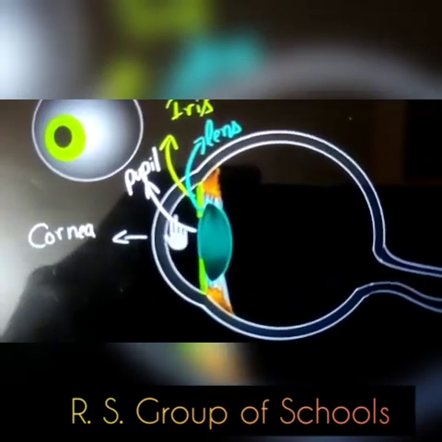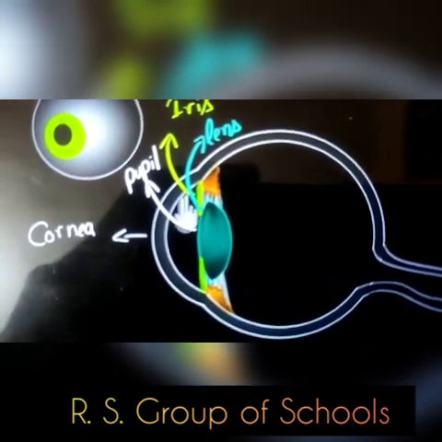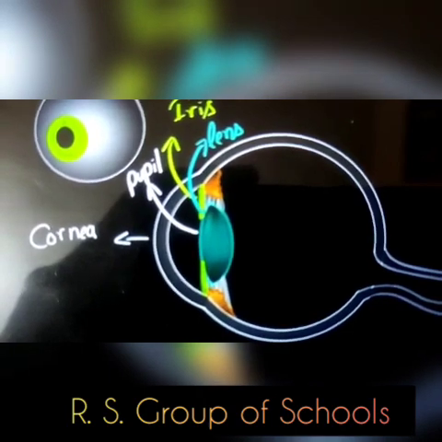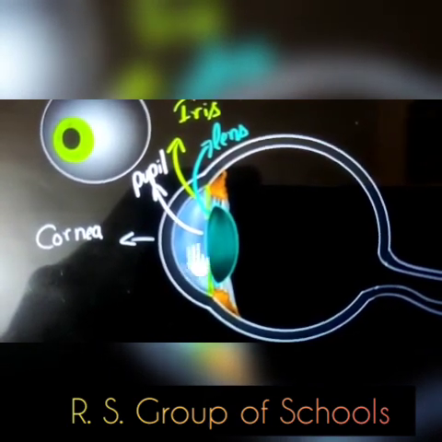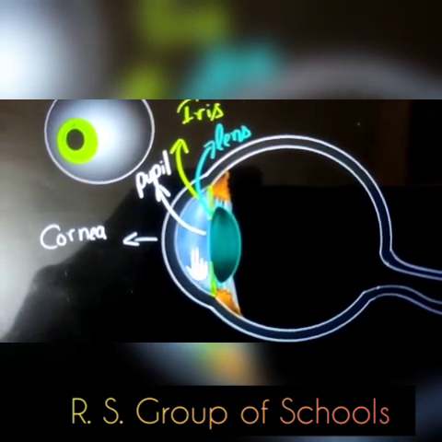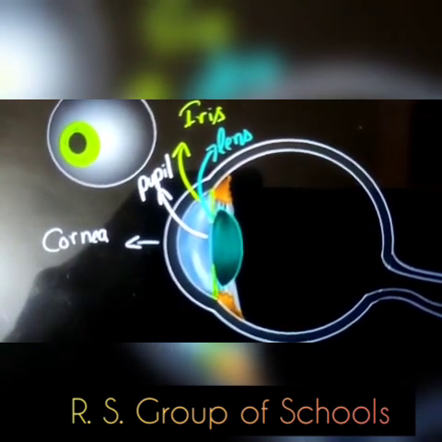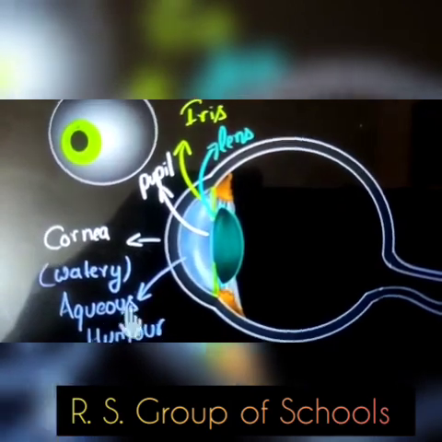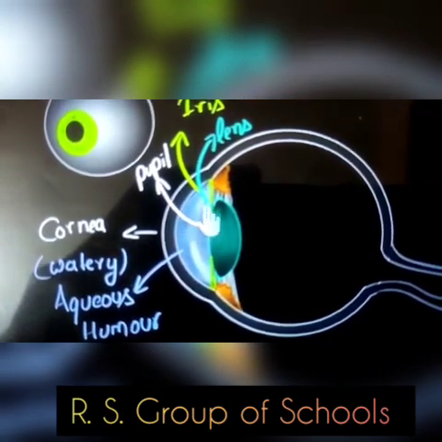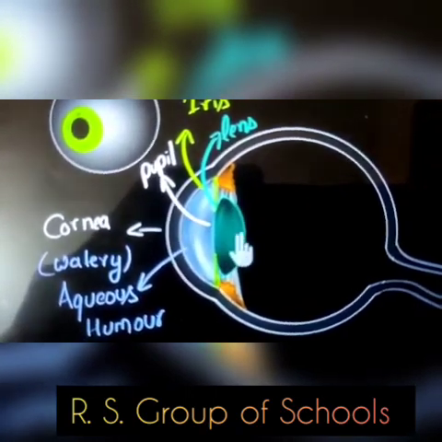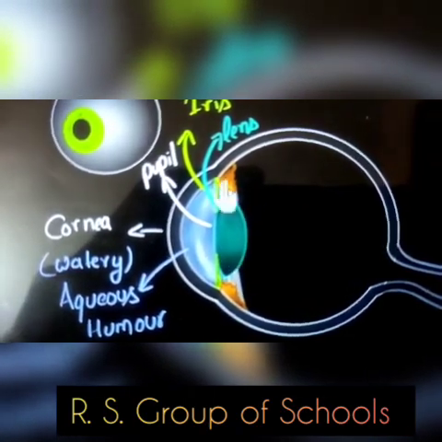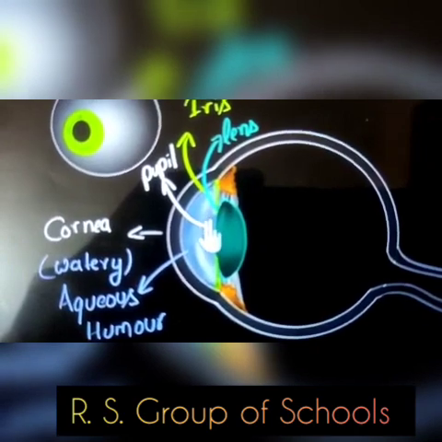Between the cornea and the lens, in this space there is a liquid that is called aqueous humor. The main function of this liquid is to provide nutrients to the cornea and lens. So this is watery, meaning aqueous, and it is called aqueous humor, which will provide nutrition to the cornea and lens.